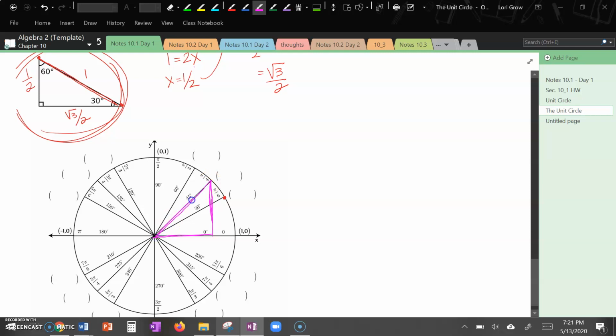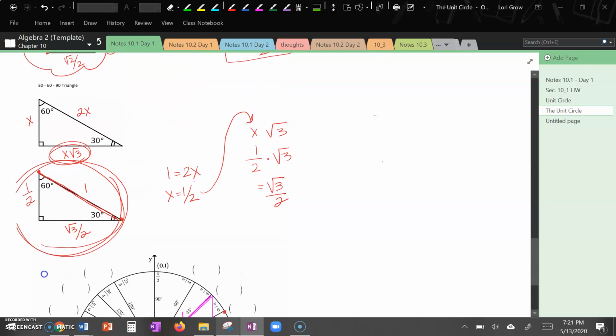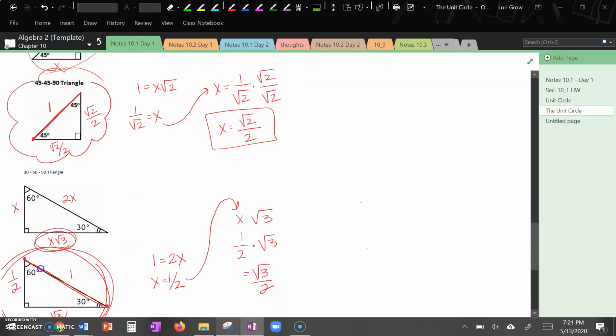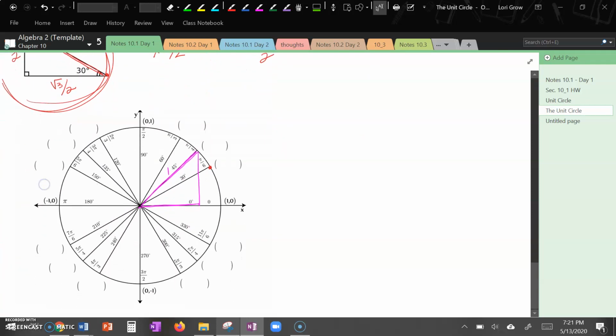And remember that the radius of this circle is 1. So this side is 1, and we just showed you up above that if the hypotenuse is 1, the other two sides are going to be root 2 over 2 and root 2 over 2.